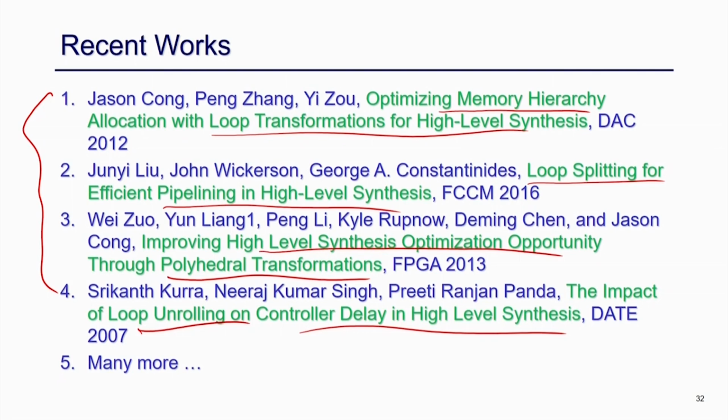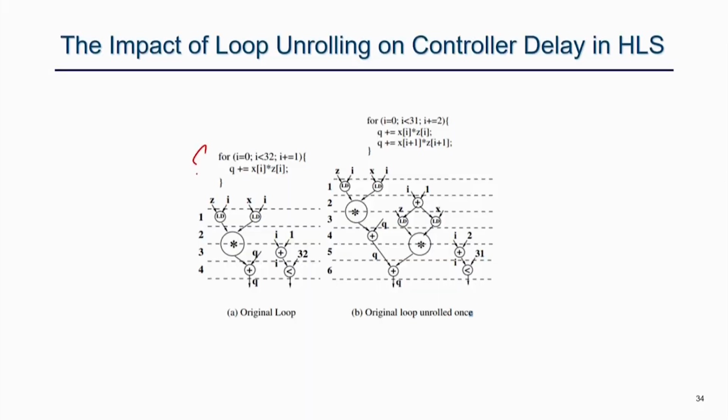Since we have already discussed loop expansion or loop unrolling, I am going to discuss this work briefly, just to give you an idea of the impact of loop unrolling on the controller delay. Okay. So, take this example where I am doing this operation 32 times. As I mentioned, I am going to partially unroll, by 2. So, I am doing 2 operations in the loop, 2 successive iterations. I am increasing the loop iteration by 2, earlier I was increasing by 1, and I am doing it 16 times. Earlier I was doing it 32 times, now I am doing 16 times.